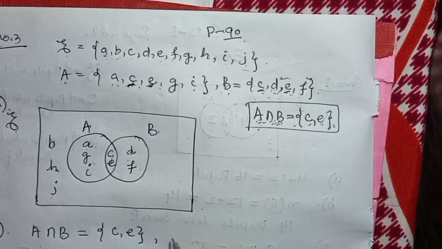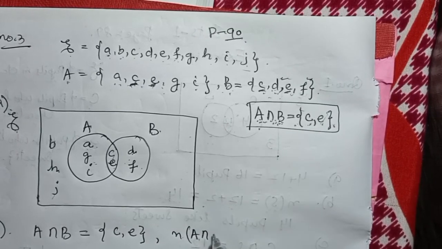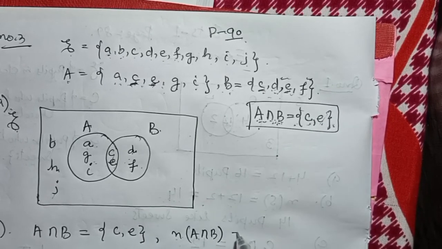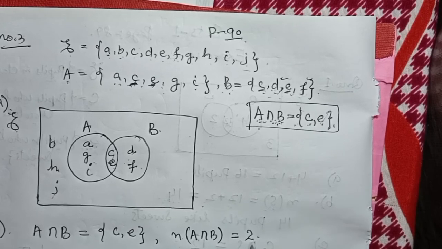And find n of A intersection B. This n of A intersection B is how many elements are there. There are two elements. Answer is 2.